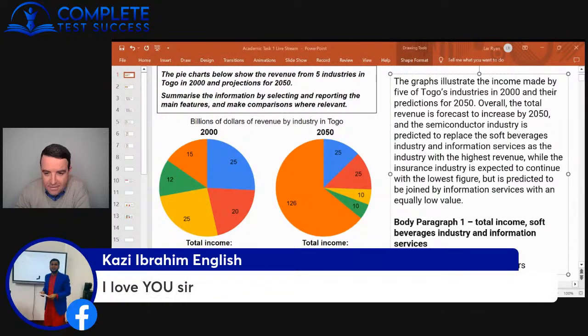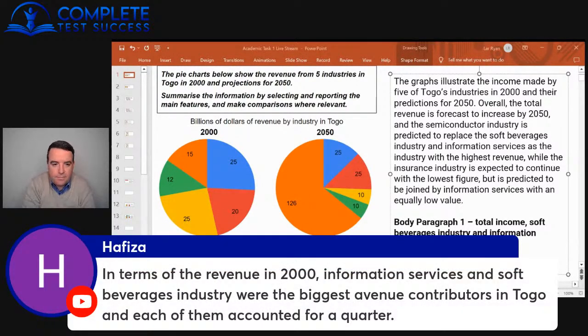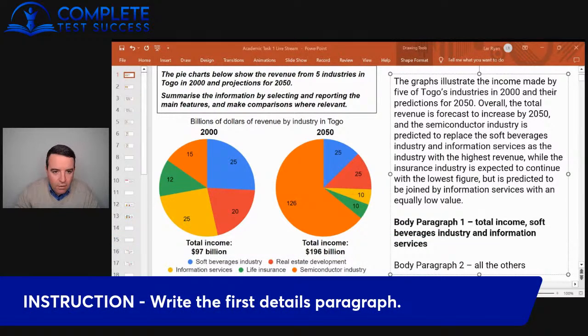Hi, Kazi. Thank you. In terms of revenue in 2000, information services and soft beverages industry were the biggest. I'll remove the word revenue. So just say the biggest contributors in Togo, and each of them accounted for a quarter. No, because we're not looking at percentages. We're looking at billions of dollars, not percentages. But the writing itself is quite good. So I'm going to take that, Hafiza, and we'll add that. So let me just duplicate this here.